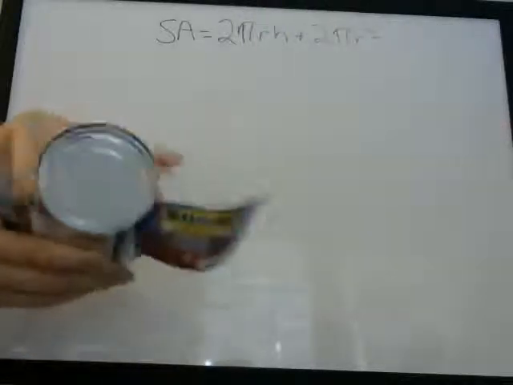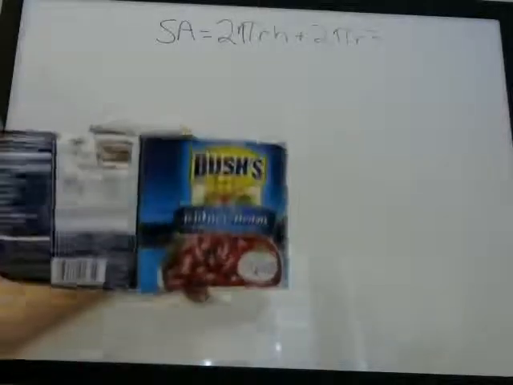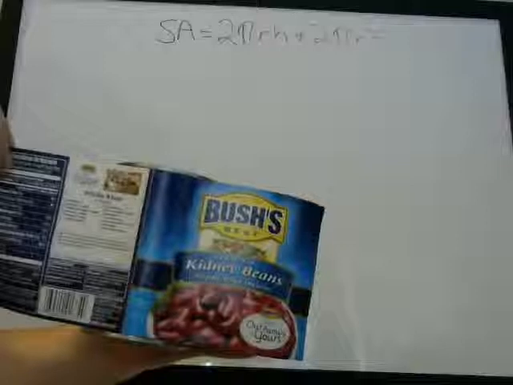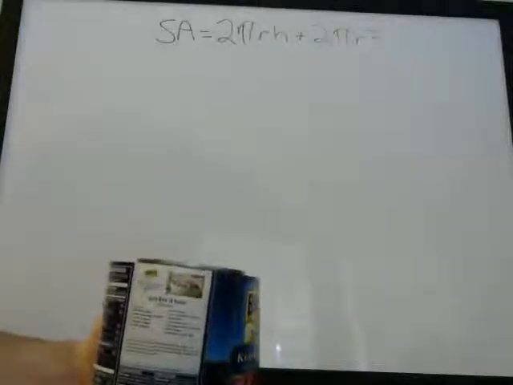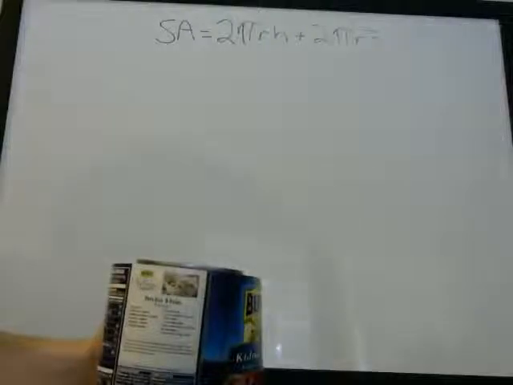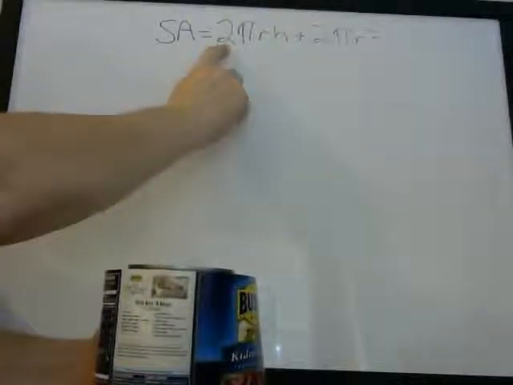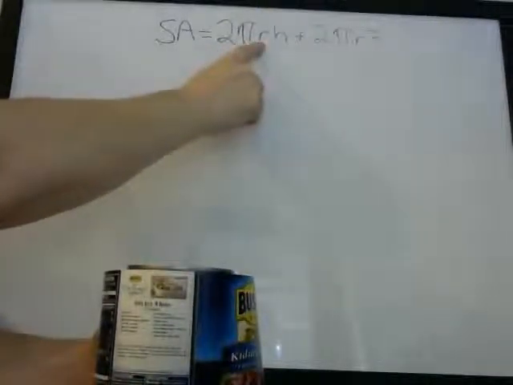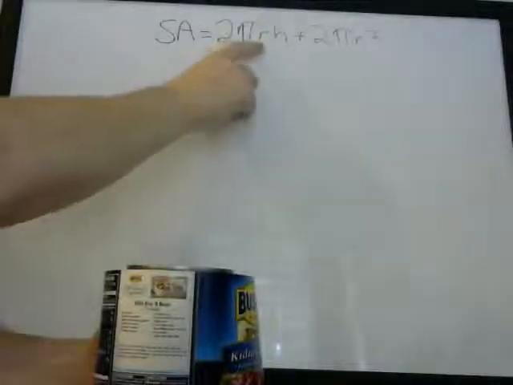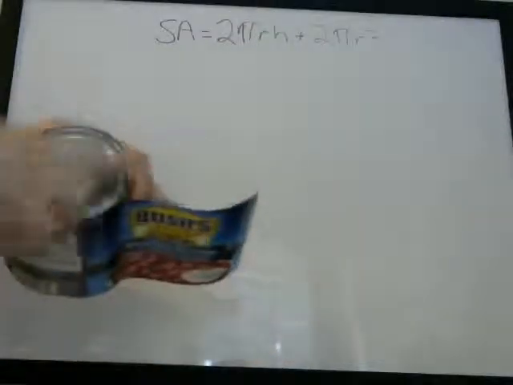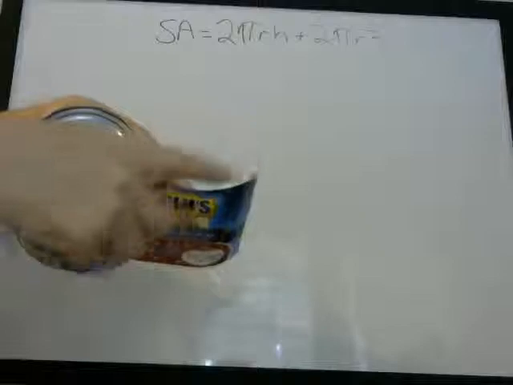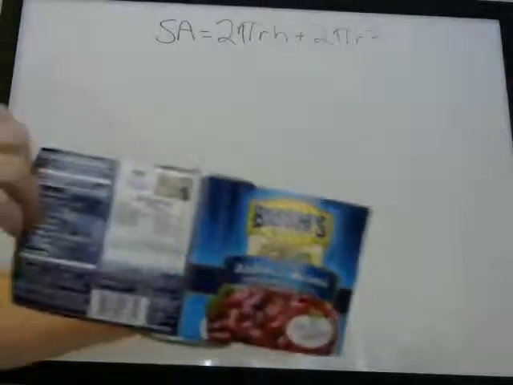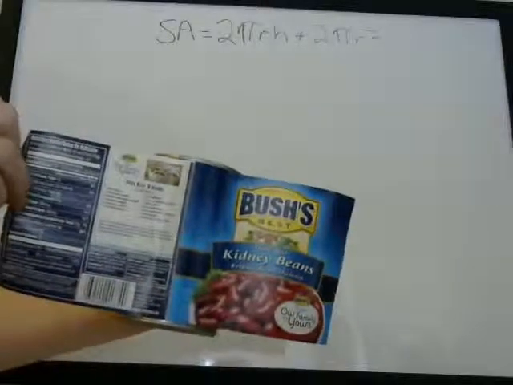When we peel this off, the length of this triangle is the circumference of this circle. What's the formula for circumference? 2 times pi times radius. Look on your formula sheet if you don't know that. 2 times pi times radius is going to give you the circumference of the circle, which is going to give you the length of that rectangle.